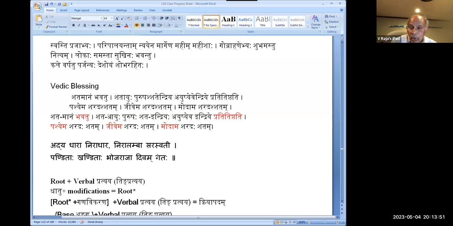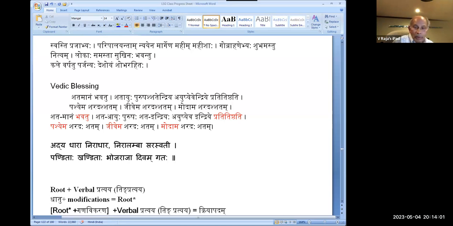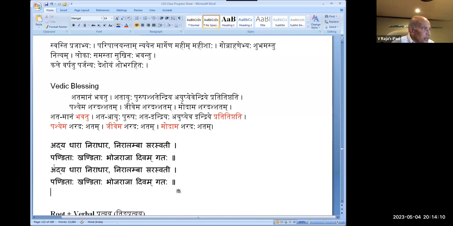Bhojaraja went to Swarga. Now, when Bhojaraja appeared, Kalidasa realizes, now he changes the whole thing. Look at this. This is the poet's Adyadhara Sadadhara.